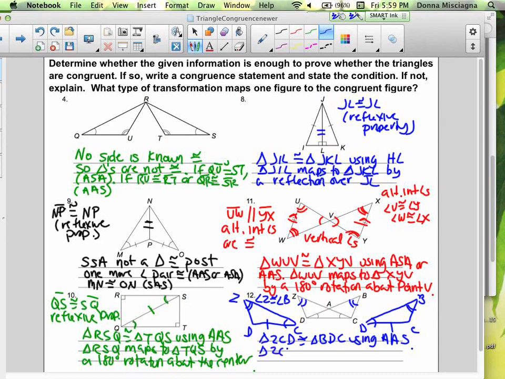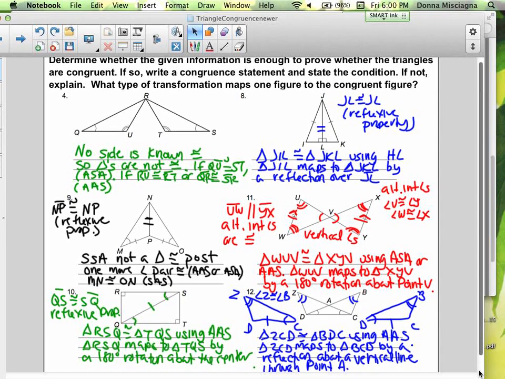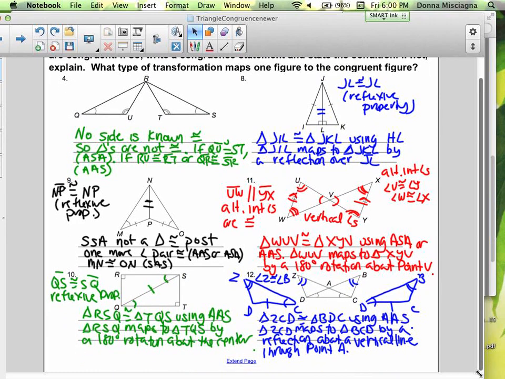Triangle ZCD maps to triangle BDC by a, I hope you see that would be a reflection about a vertical line, line through point A. Can I squeeze it in? Through point A. There you go. There's the last little piece. Through point A. All right? And that's only because I decided to be so.